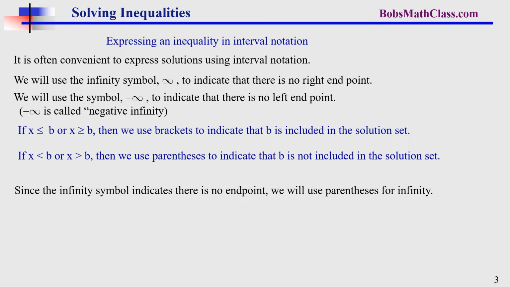So the symbol is called infinity. If there's no symbol in front, it's positive infinity. If there's a negative in front, it's called negative infinity. And we just discussed this already. If it's less than or equal to or greater than or equal to, we're going to use brackets to indicate that b is included in the solution set. And if it doesn't have the equals, if x is less than b or x is greater than b, then we use parentheses to indicate that b is not included in the solution set. Since the infinity symbol indicates there's no endpoint, we will always use parentheses for infinity.